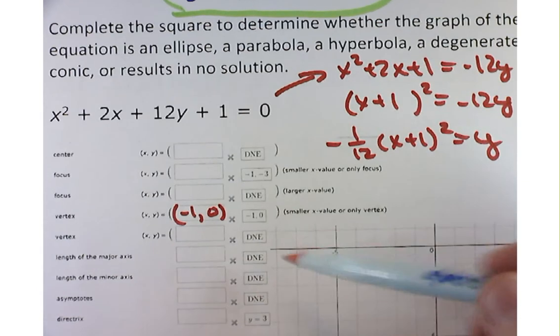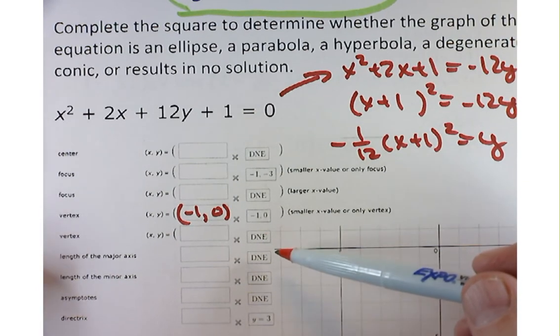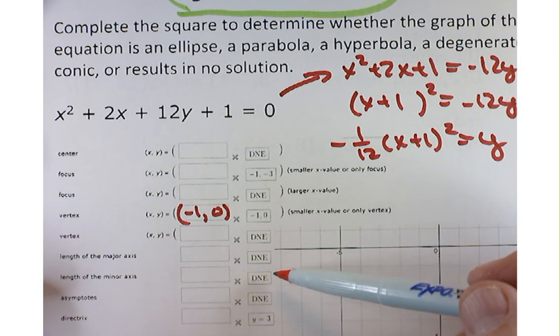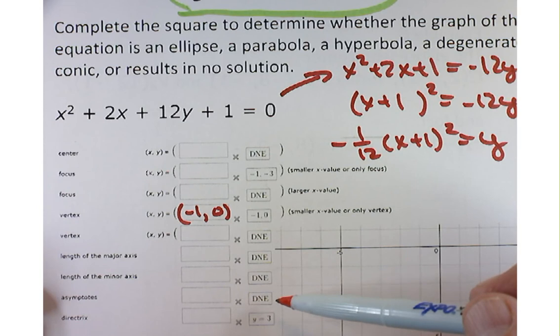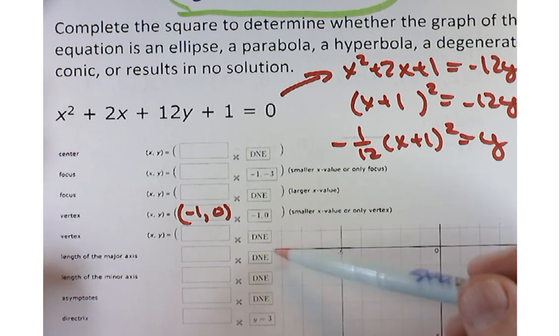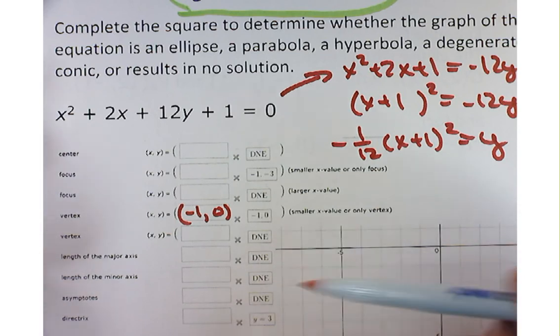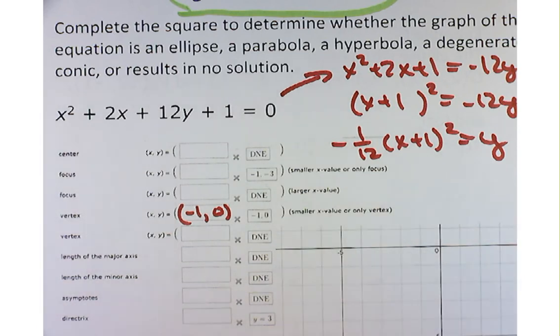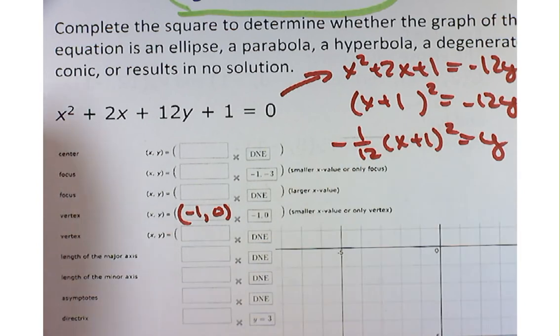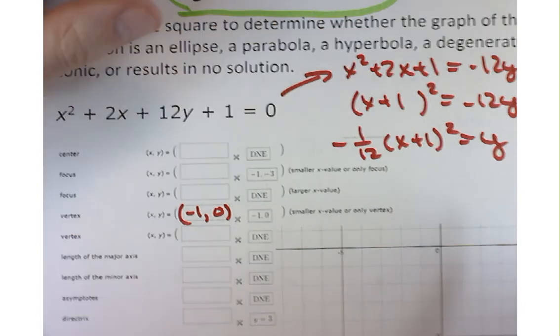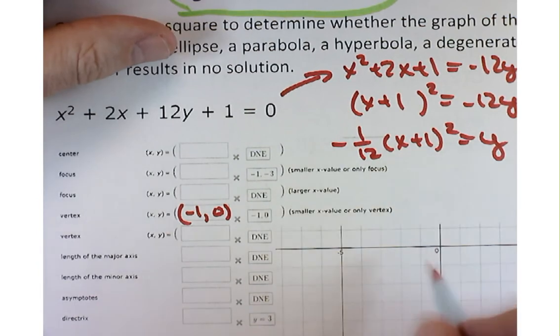A lot of these things aren't going to apply. You're not going to have a length of a major axis or a minor axis because it's not an ellipse. You're not going to have asymptotes because it's not a hyperbola. You are going to have a directrix. But a lot of these things don't apply because it's just not that way. You're not going to have more than one vertex for this one. Exactly. So it's going to be a parabola. By the way, which way is it going to open? Left, right, up, or down? Down. So negative 1 and 0 is going to be right here.